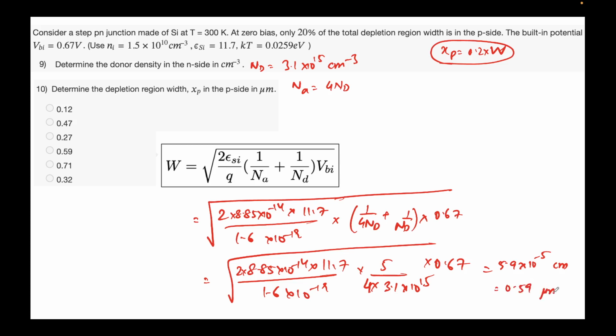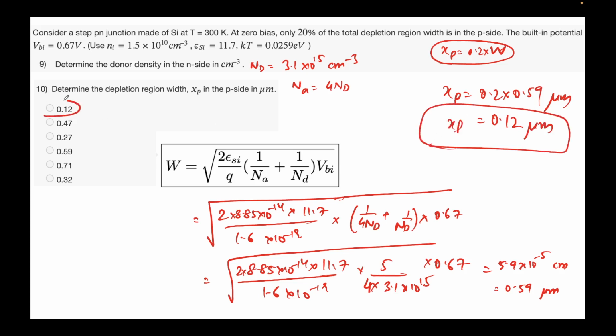So this is turning out to be 0.59 microns. Remember, centimeters. And xp we know is 0.2 times W, so 0.2 times 0.59 microns. So this should be around 0.12 microns. This is the answer that we're required to find. And let's find xn also, which will be something around 0.47 microns. Let me write it down here. This will be 12.4 into 10 to the power 15. So if Na is 4 times Nd, you can see xp is 4 times smaller than xn, which again makes sense from the charge neutrality.